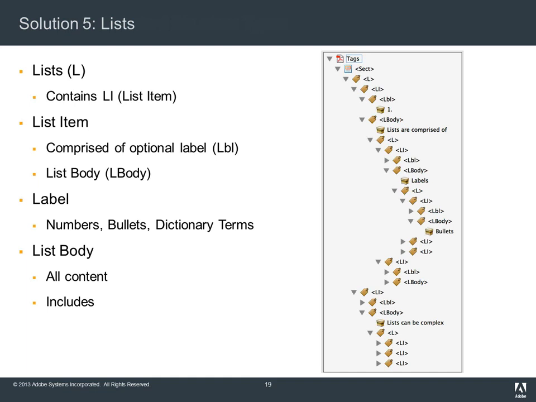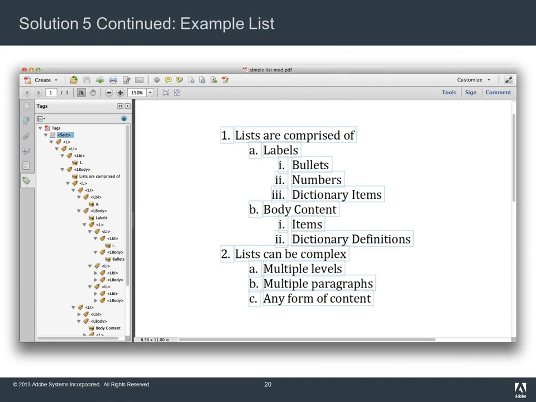And the list body contains all the content. And a list body is incredibly flexible. You can have sublists. So the example here actually does have a list body. If you see the text, that's a text that says lists are comprised of. And then underneath that, it actually has another list. Because you'll see in a second when I show you the example that this list is a little bit more complicated. It's actually a list with multiple sublists inside it.